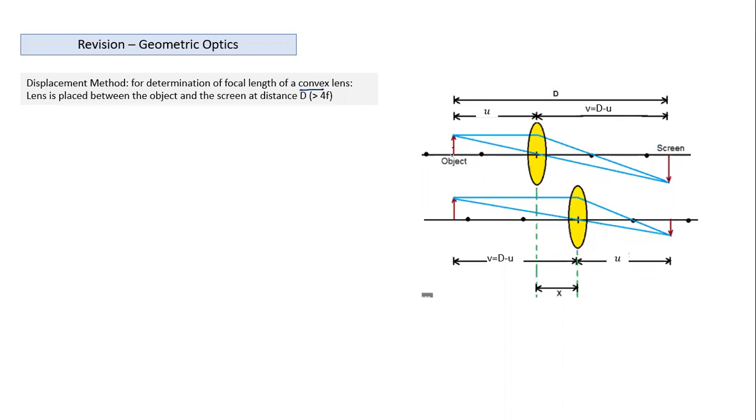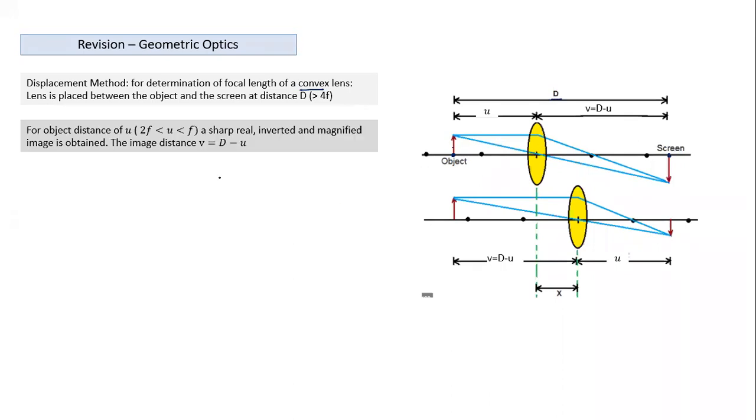So what is the experimental setup? We have an object and we have a screen. Both of them are placed at a fixed distance d, which can be measured. Then we have an optical bench here, for short. From here, we start moving the lens towards the right. So basically, slowly we are increasing the object distance. At a particular distance from here, I find a sharp image on the screen, and so this is the distance here.